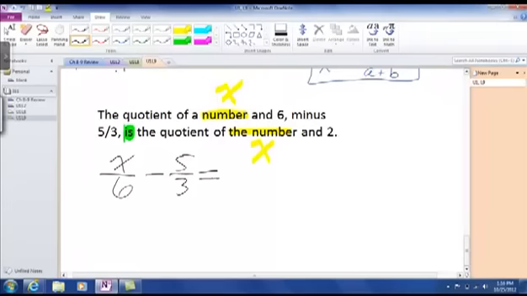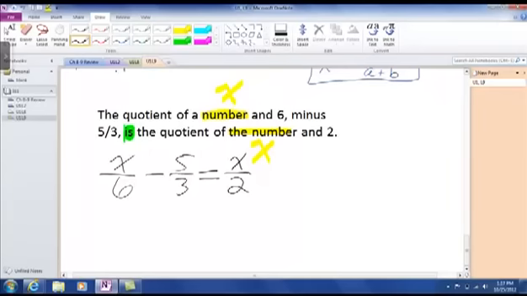And what is it? It's the quotient, division again, of the number x and 2. Now when you're setting these problems up, when they have quotient, the order matters. When it says the quotient of a number and 6, you can't switch these. It cannot be 6 over x. That would be the quotient of 6 and a number. The order absolutely matters. Okay, so now that we've got the problem set up, we know how to work this.